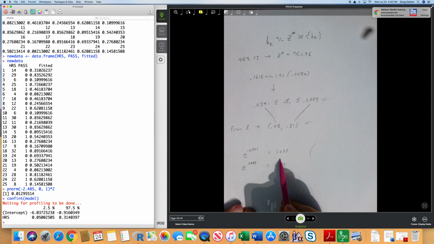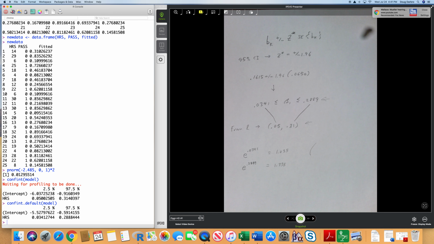Now, here's the difference. I forget, guys, there's a confidence interval default. Yes, wow, I did remember. Okay, that's funny. Notice if you use the confidence interval default, we get the 0.0341 and the 0.2889 as we did with the straightforward calculation over here.